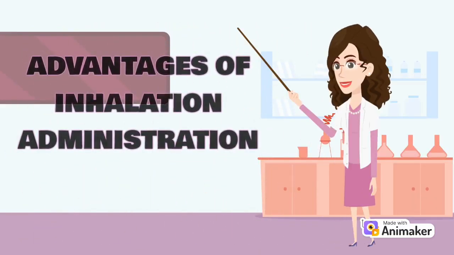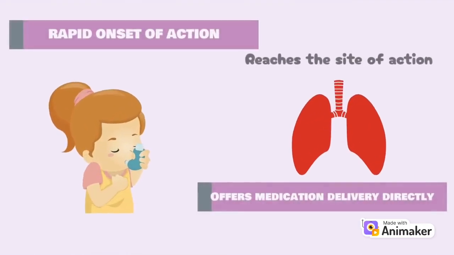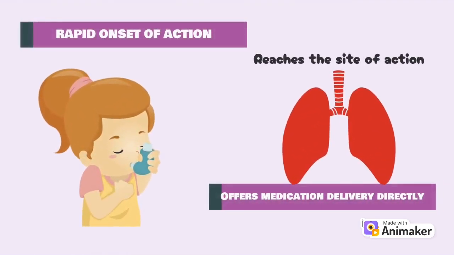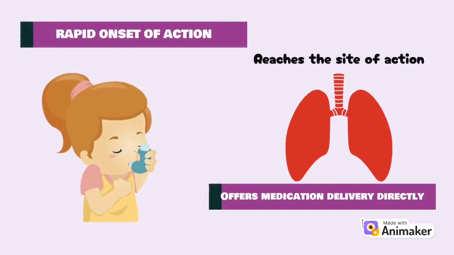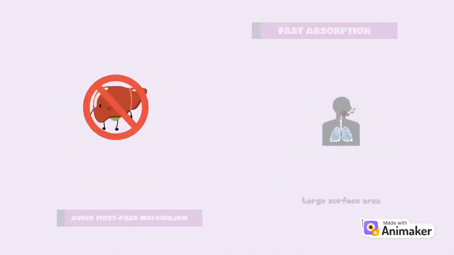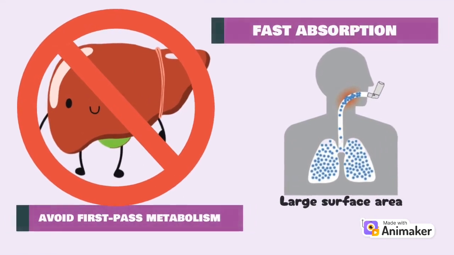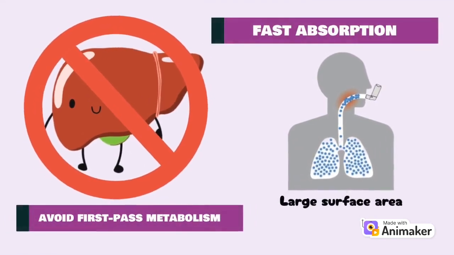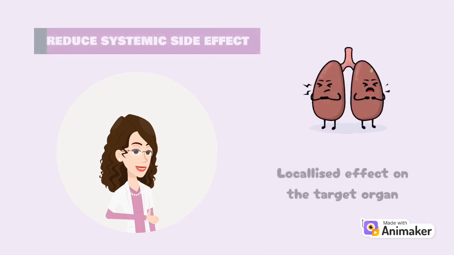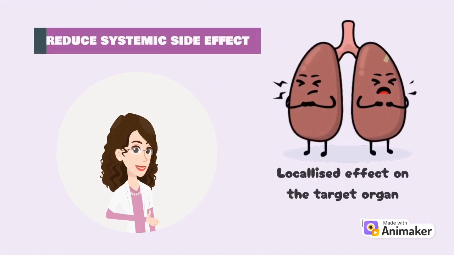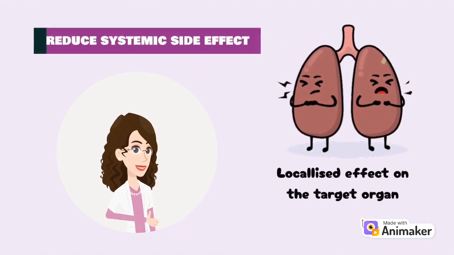Advantages of inhalation administration. So first, it has rapid onset of action and also offers medication delivery directly, especially to the site of action. And third, it has fast absorption because of the large surface area of the organ and avoid first-pass metabolism. And lastly, it reduces the systemic side effect as it only affects the target organ.